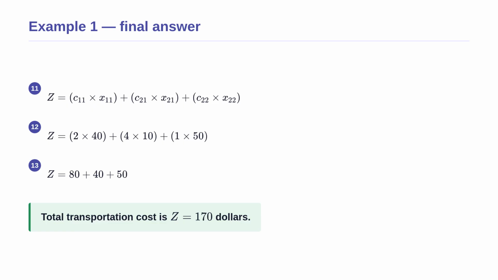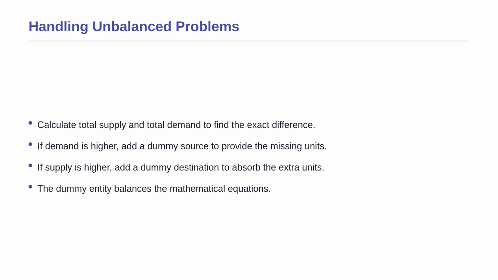By prioritizing the cheapest route first, we found a highly efficient plan that satisfies all constraints without wasting money. That first example was perfectly balanced. But what happens when supply and demand do not match?